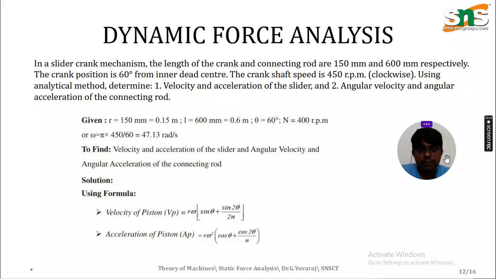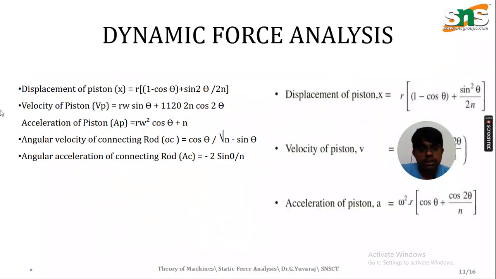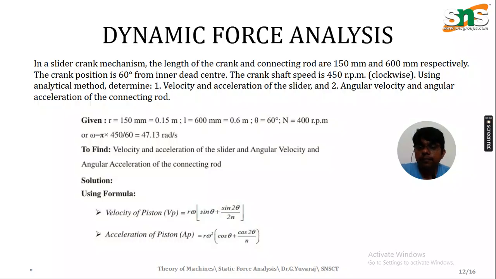In our previous slide we have the formulas for this. These are the formulas for displacement, velocity, acceleration, angular velocity and angular acceleration. So we need to use these formulas. Velocity of the piston is equal to r into omega into (sin theta plus sin 2 theta divided by 2n), where n represents the obliquity ratio. Obliquity ratio means the ratio of the length of the connecting rod to the crank, and this is represented as n.